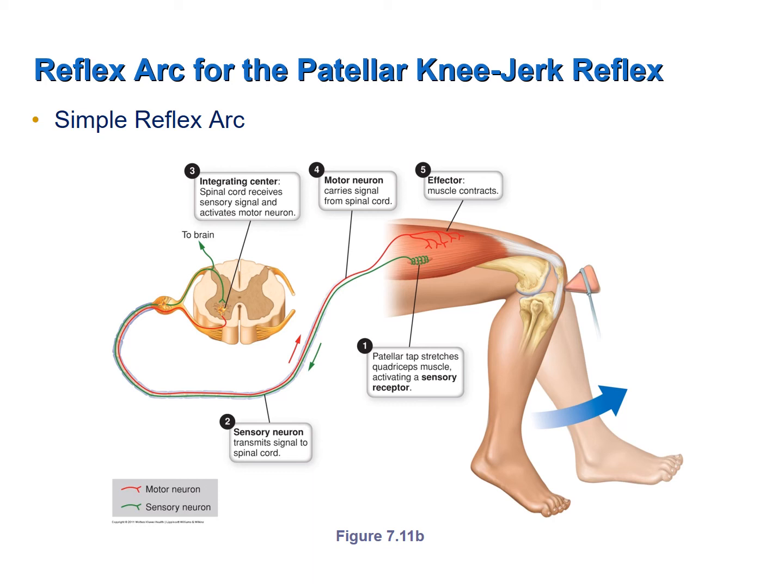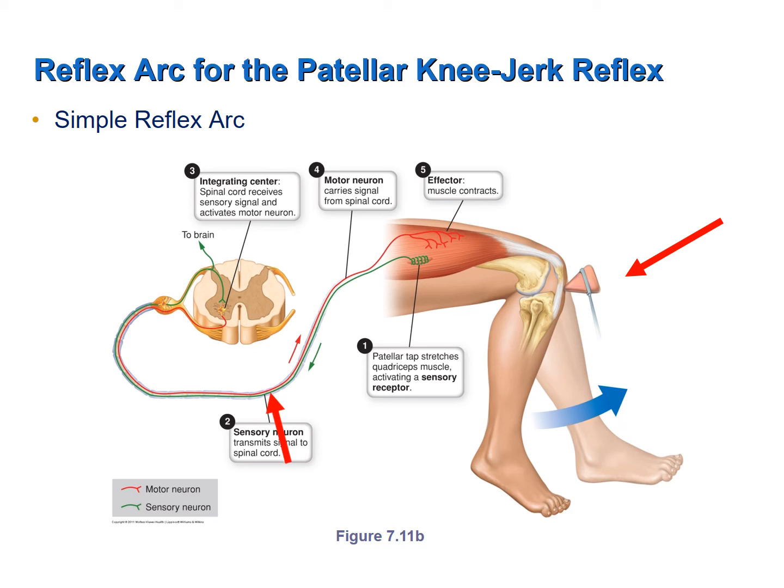Let's look at the reflex arc for the patellar knee-jerk reflex. So when a physician takes a percussion hammer and taps on the patellar ligament, it pulls on the quadriceps tendon, which pulls on the quadriceps muscle. This tension is detected by the sensory receptor in the quadriceps muscle, shown here in green, and in response, sensory impulses are sent via the sensory neuron toward the spinal cord.